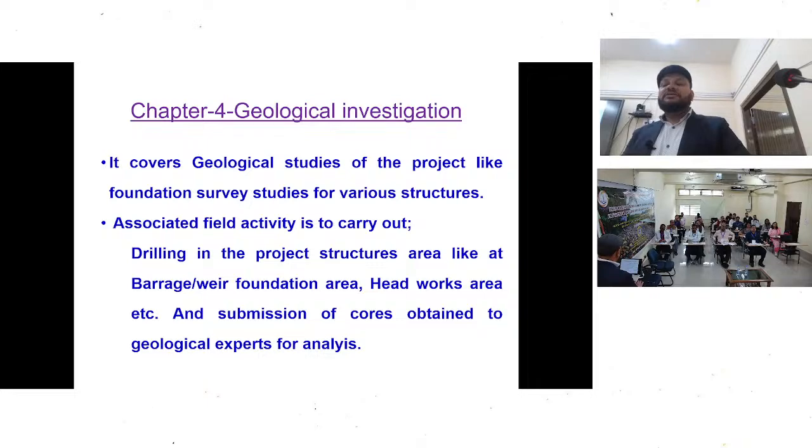Then we start geological investigation. It covers geological studies of the project, like foundation and survey studies of various structures. Basically, we do drilling and drifting. For big projects, drilling of boreholes is done by diamond core drill. We cut the core of the rock and we test the rock, whether it's good quality rock or not, whether it will take the load.